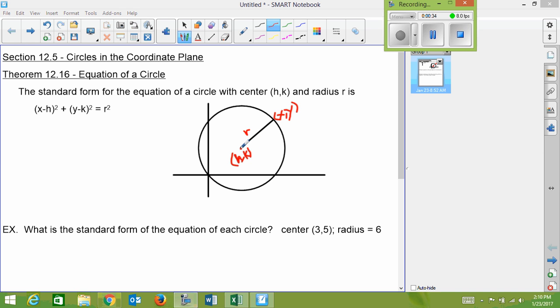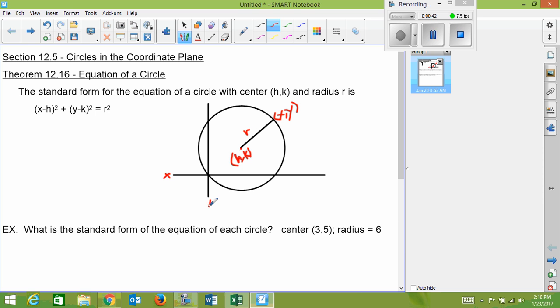The radius of the circle is here. The circle would have to somehow be on the coordinate plane. So this is my x and my y axis. And then I have the center of the circle, which is (h, k), and a point out here, which is (x, y).